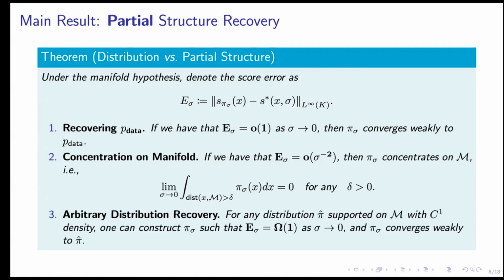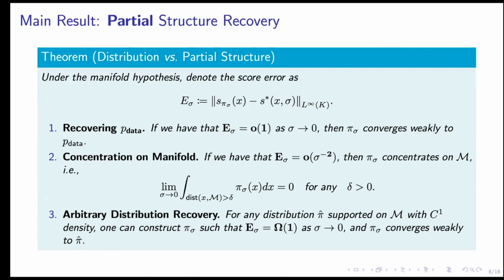We also provide a negative result: if our score is not so good, not small o(1) but omega(1), then it can recover an arbitrary distribution on the manifold. For any distribution on the manifold, we can construct such a pi sigma, whose score differs from the real score by order omega(1), and it converges weakly to that distribution. So we recover something that we cannot predict.